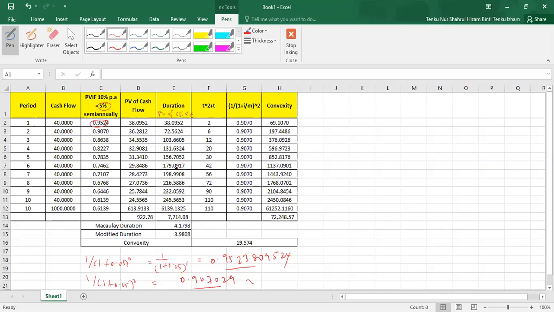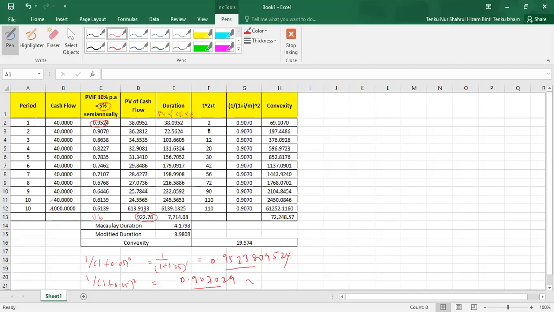Therefore, you calculate until the end of the period, which includes the coupon payment and the par value. Or else you might want to combine them as well; it's an acceptable method if you want to combine. Therefore, you can see the duration here is 7714.08, and here you can see 922.78 is actually the bond value.